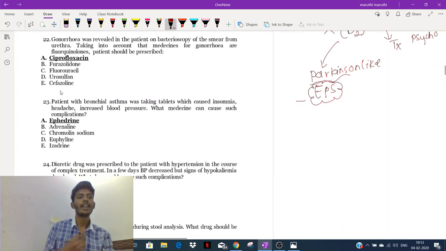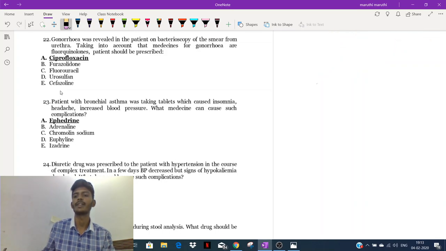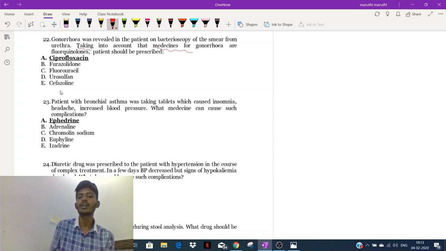Okay, let's go. Now, gonorrhea was revealed in a patient on bacterioscopy smear of the urethra. Taking into account that medicines for gonorrhea are fluoroquinolones, what should the patient be prescribed? Well, this question might confuse you because usually gonorrhea is caused by gonococci, and for all the cocci infections we prefer penicillins. Now, as they have given a sort of stipulated question, you need to consider that the treatment for gonorrhea is fluoroquinolone. If it has a fluoroquinolone as a treatment, what should be prescribed?